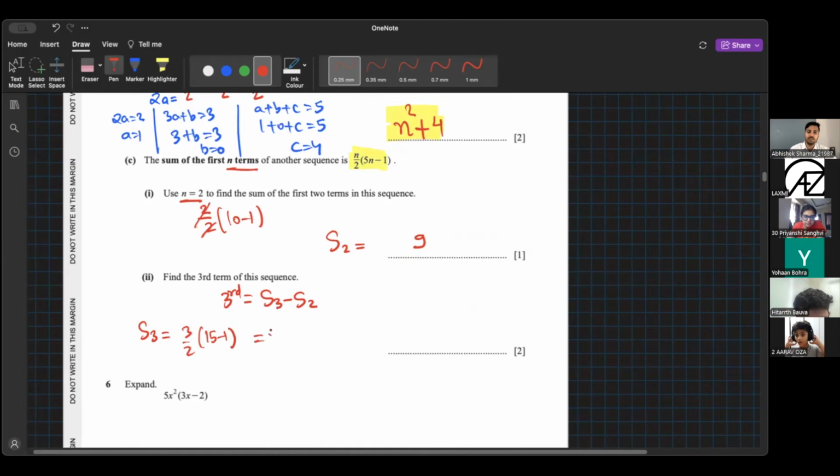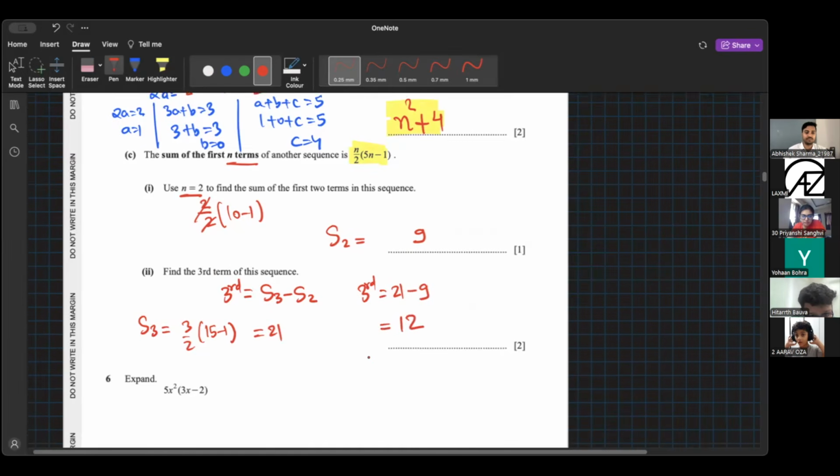So it's going to be 7 into 3, 21, right? So the third term will be 21 minus 9. That's how much? 12. Perfect.